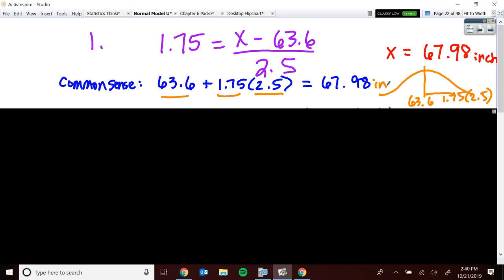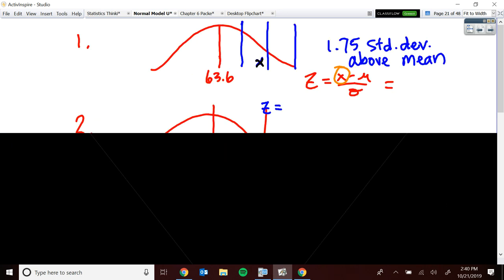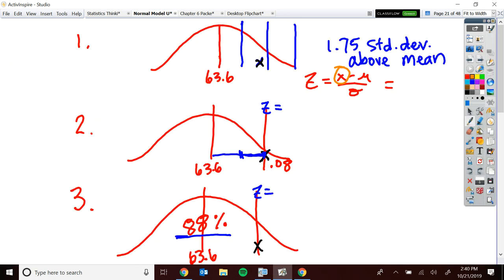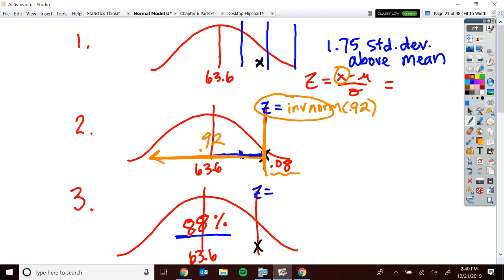Now, here is what's going on with this second one. Here we see that we've got this situation where we have the top 8%. But to get the z-score, you have to do inverse norm of the area below. How much area is below that z-score if 8% is above it? 92, because those two areas total 100%. So this is the bottom 92%. To get this z-score, I had to do inverse norm of 0.92. Now, if you happen to have one of those calculators that has left, right, and center, you can do inverse norm of 0.92 and you put left on it.